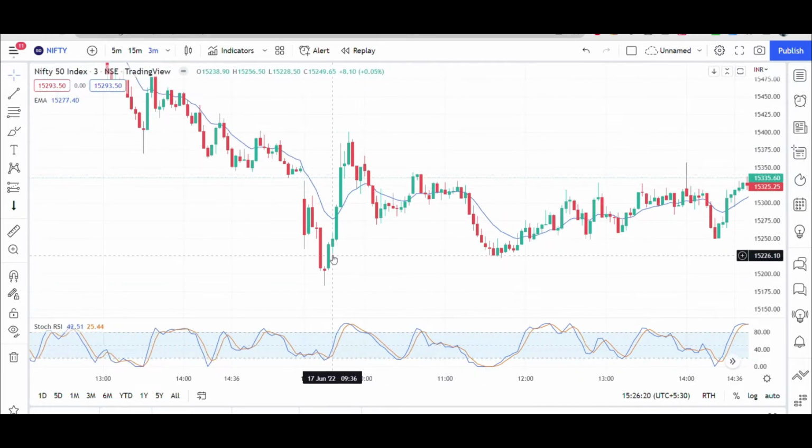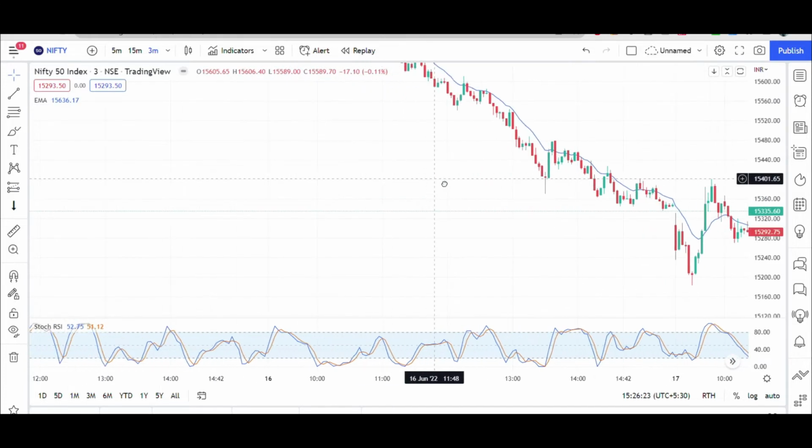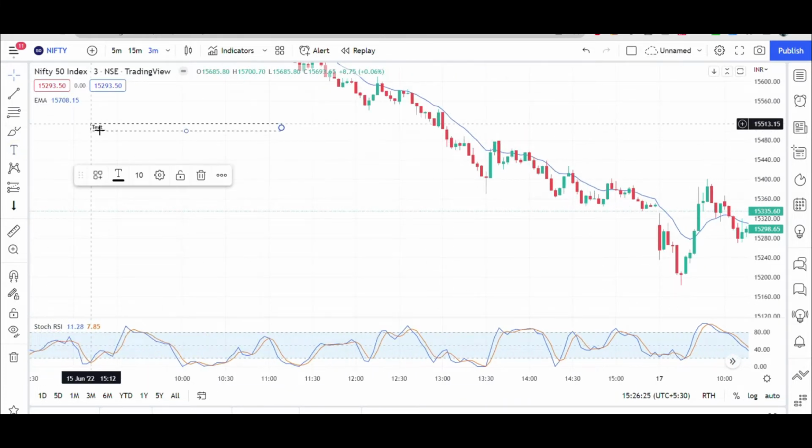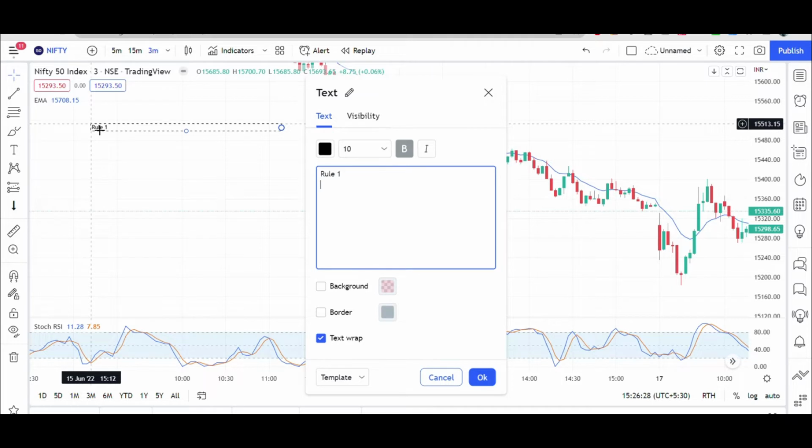So let me start. Rule number 1, I will write here: time frame 3 minute, stochastic RSI and EMA 13. This much you have. Rule 2, trade only between 2 p.m. to 3 p.m. or max till 3:15 p.m. on expiry day only.